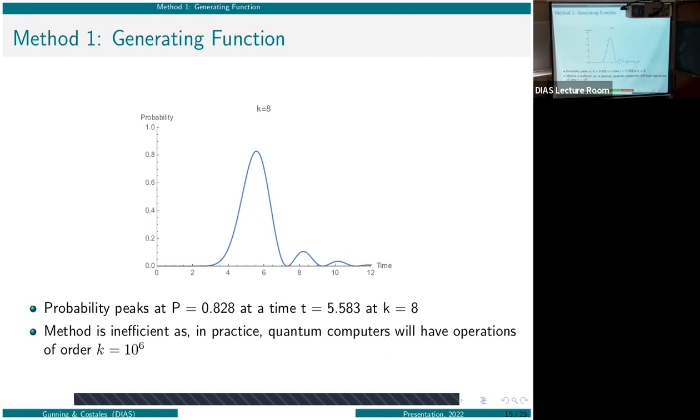So we can see from this graph that the probability here peaks at 0.828 at a time of 5.583 units for our k equal to 8 case. And we can notice that the maximum probability that we seem to get seems to decrease from our earlier ones, from k equal to 1 to k equal to 2 and k equal to 3.